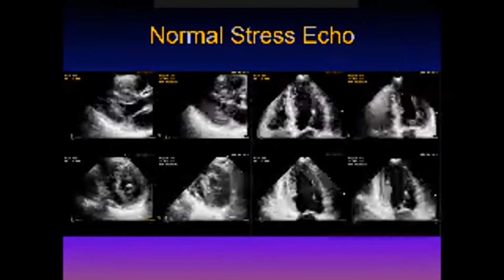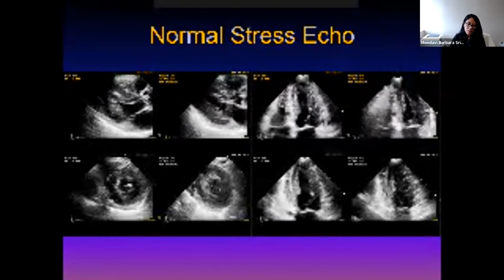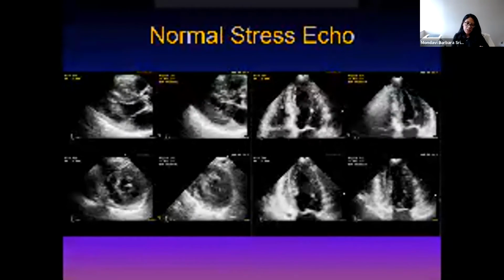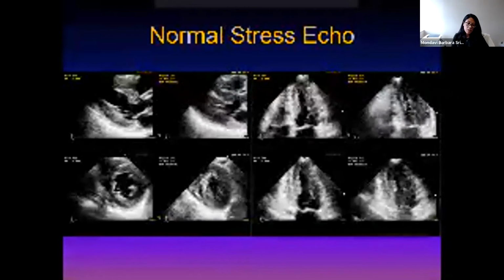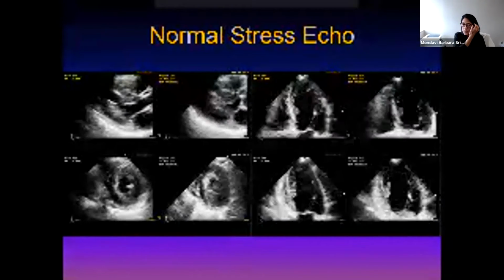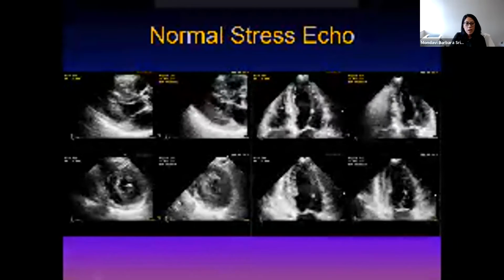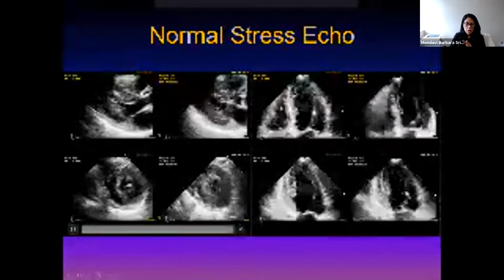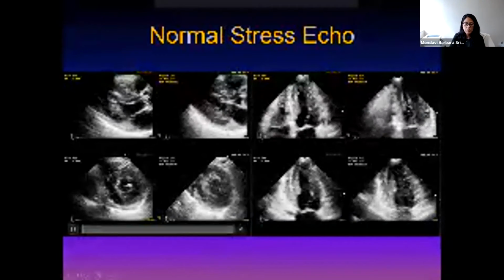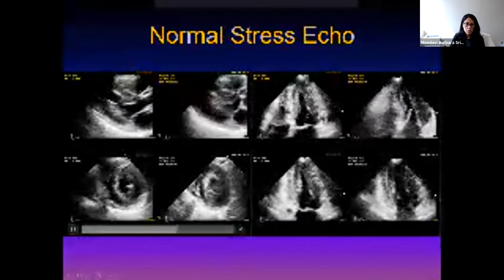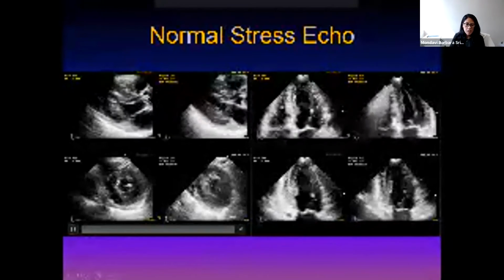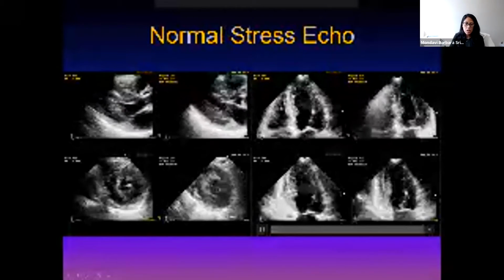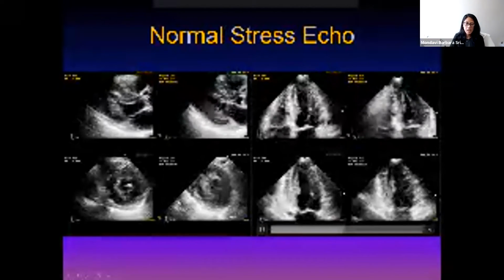Okay, so with stress echo, the traditional layout, we can do this with exercise. In this particular case, this is an exercise stress echo. The conventional layout we use is that rest images are displayed to the left of the stress images. We usually do it in 4 specific views: parasternal views in the long axis and short axis, and then long axis views taken from the apex of the heart.